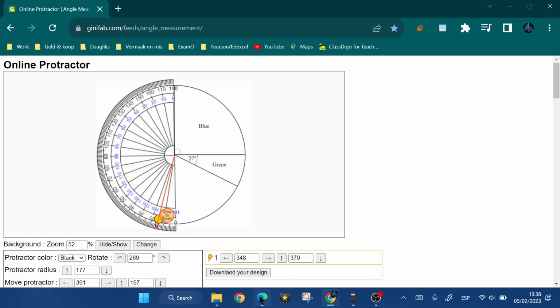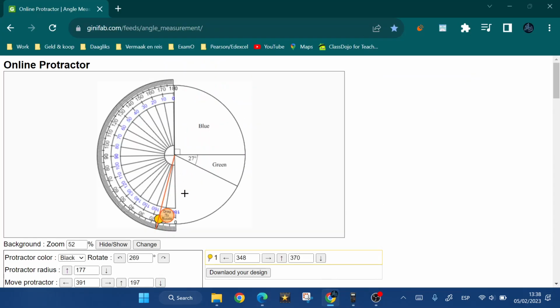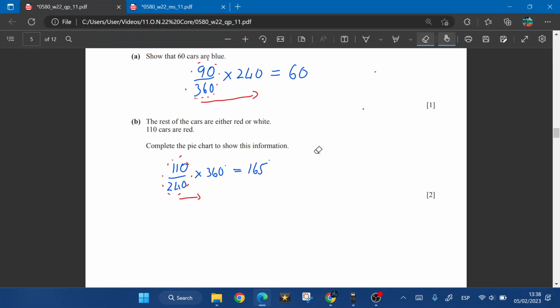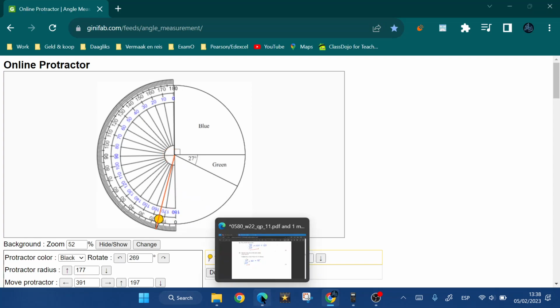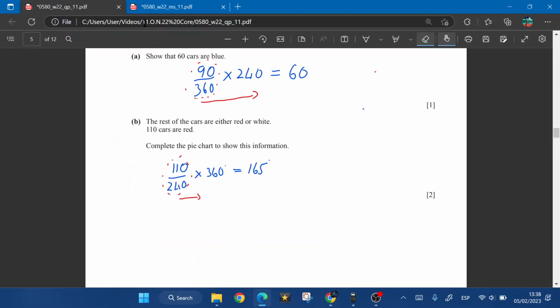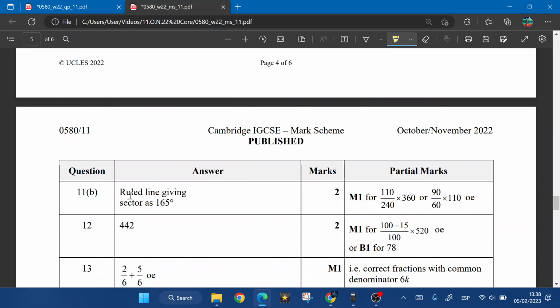And then you clearly write in that space there what you intend. In this case, it would be red cars. Okay, and then in the other part you write what was the other color? Okay, white cars. You write it in there. I can't do it because this tool is limited. Okay, so that's how you do it. Your ruled line, 165. That needs to be accurate.